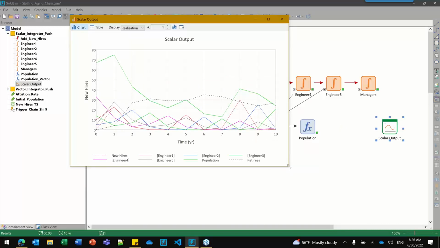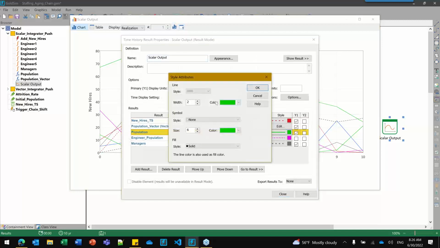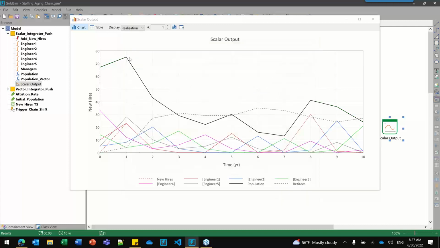And this shows the new hires that come in that then feed the engineer 1 group, followed by each of the subsequent groups after that. They all have different starting points, but they eventually work their way through the system. And then you can look at the total population, which is this green line. Probably a bad choice of color. We probably should do something different for the total. So there's the total population there. We can also plot the retirees because that's just the amount of people leaving the manager role there.